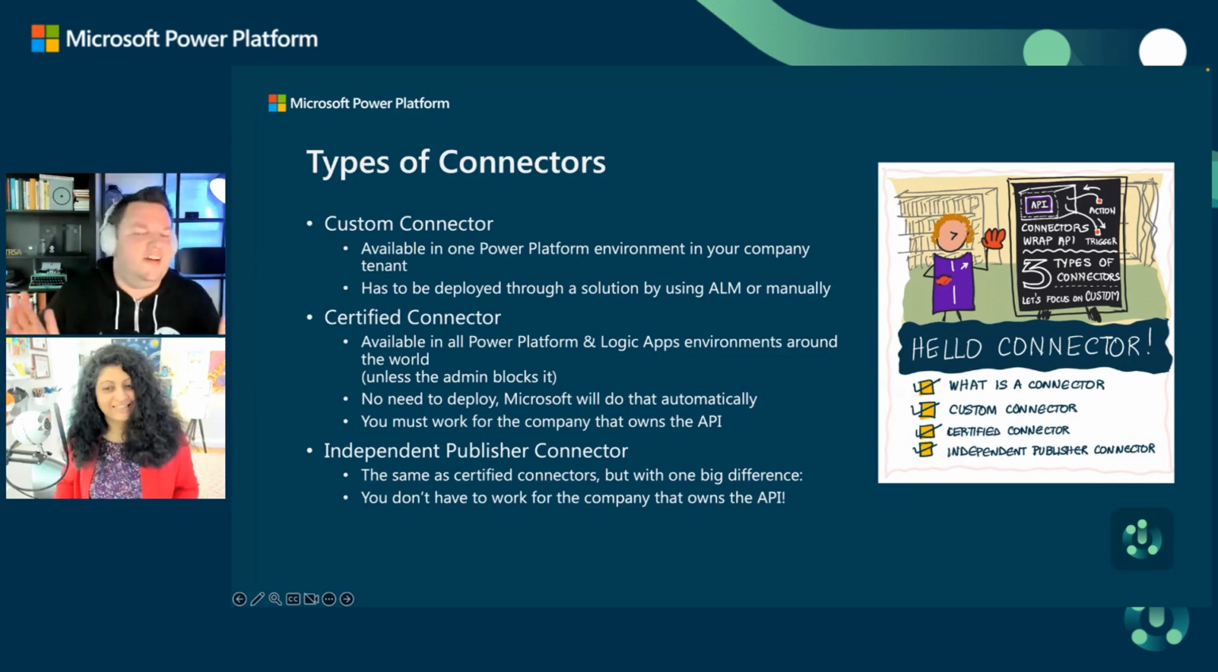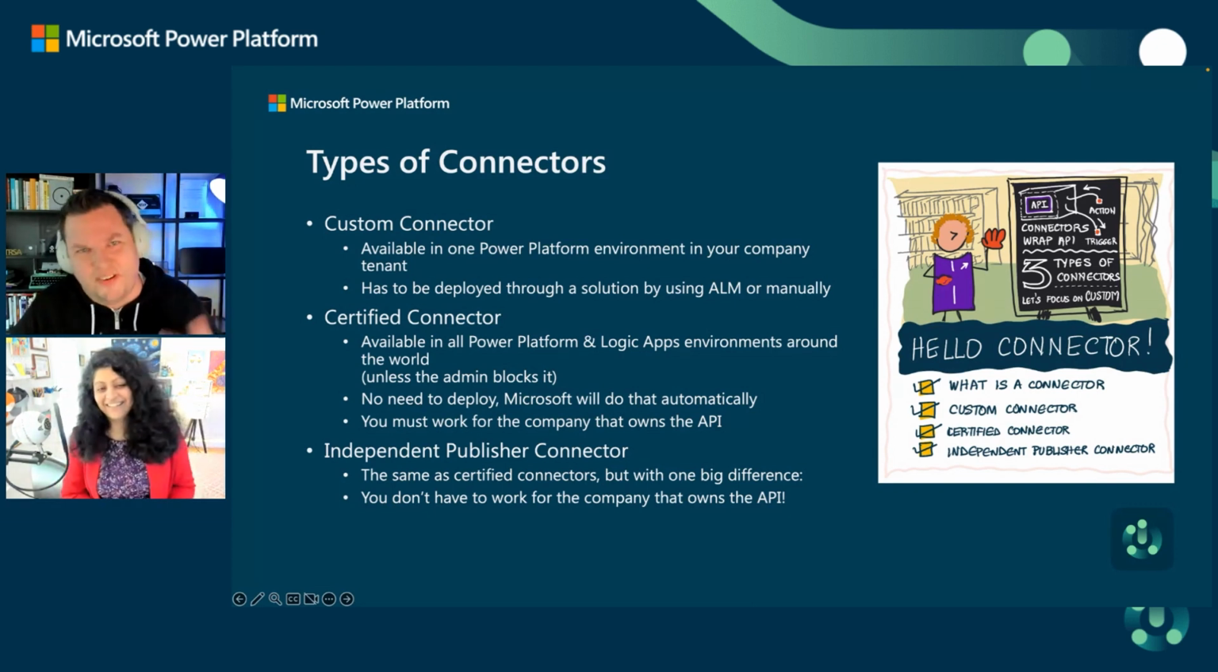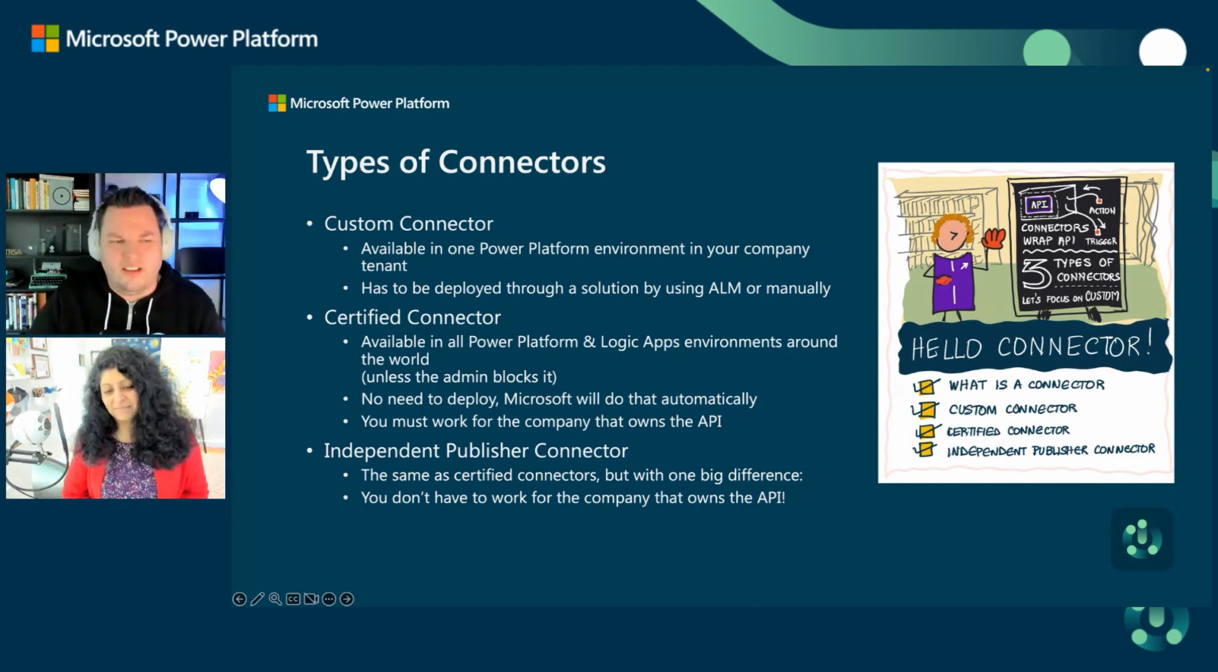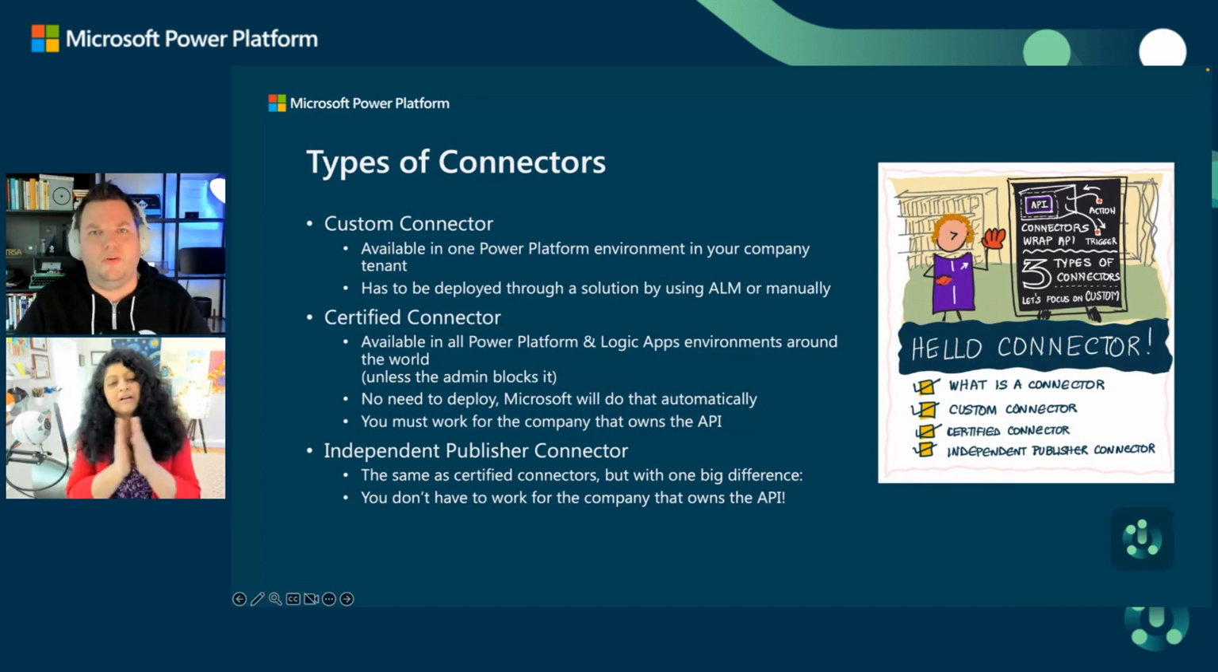Of course, we still have legal, etc. So it should be legal to use it. So that's one check that you need to do. But the really big advantage of using a certified connector or independent publisher connector is that you don't have to deploy it. It's automatically available because it becomes one of the 900 plus connectors that you already have. Oh, that's really cool.